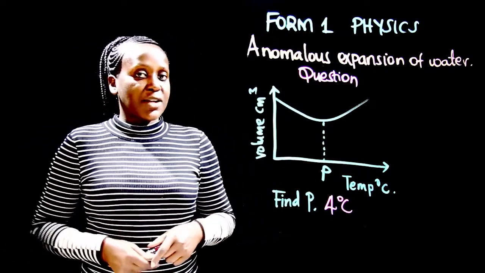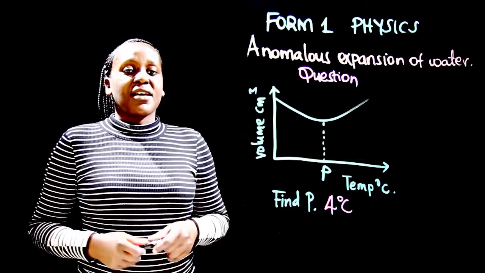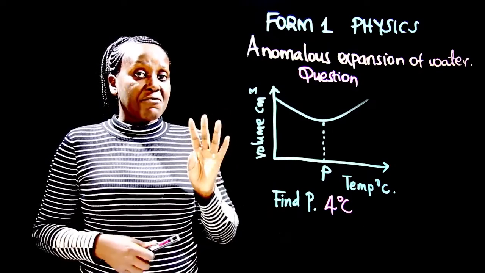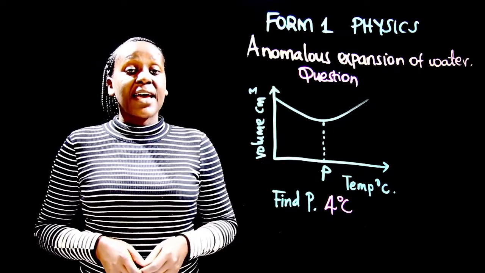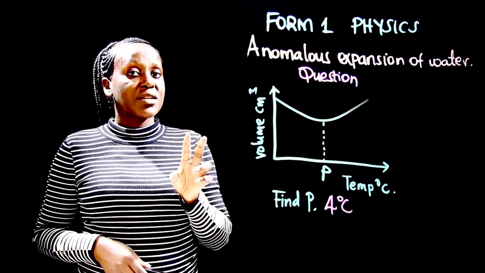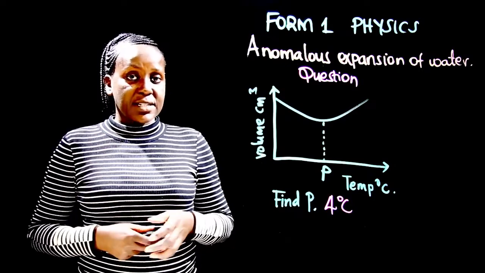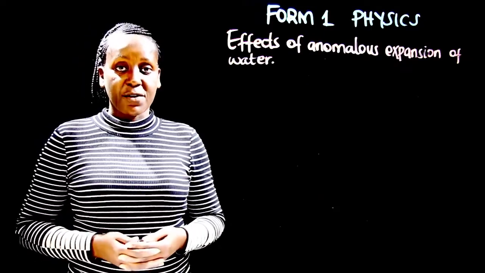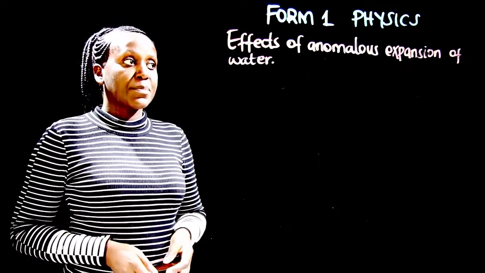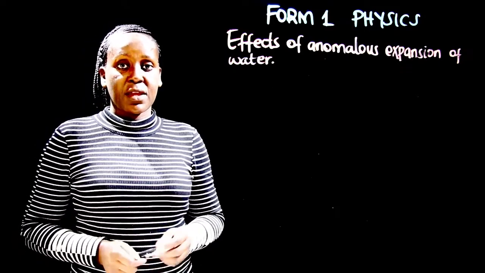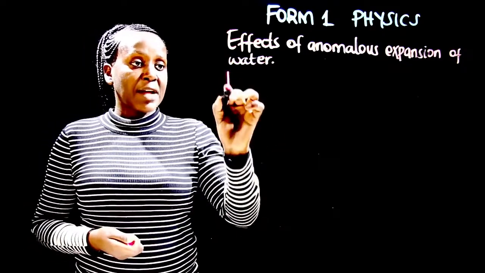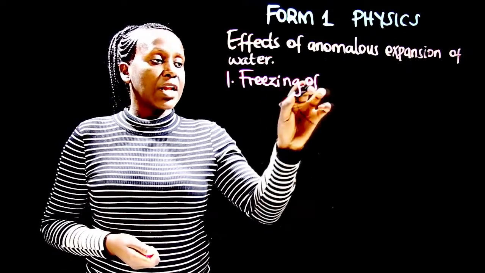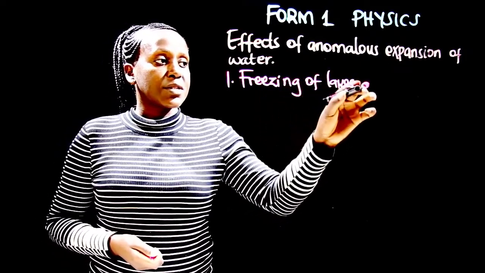Now, why was water made that way? It can't have been made to behave abnormally from other liquids for no reason. So there are 4 effects of anomalous expansion of water in real life, 2 of which are positive and 2 of which are disadvantages. So that is what we are going to explore next. The effects of anomalous expansion of water are 4, and they happen especially when there is formation of ice. One of the effects is that it causes freezing of lakes and ponds.